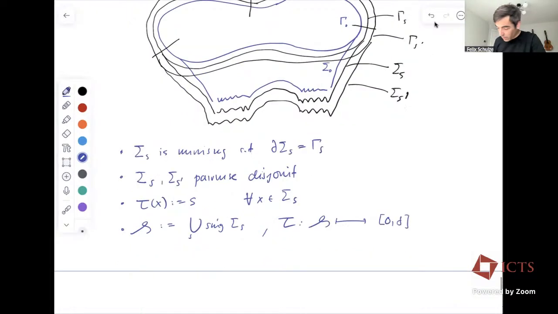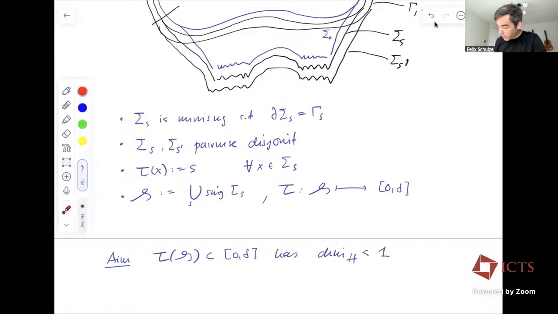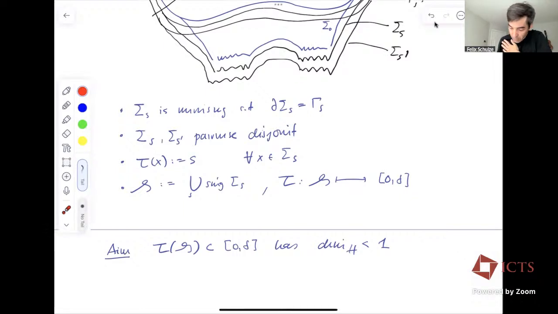And what was the aim? How we want to prove the whole thing is we want to prove that this image in this interval (0, delta) has Hausdorff dimension less than 1. This means that everywhere, in every interval, there are points which we don't hit. These pre-images correspond to leaves which are nice and smooth.